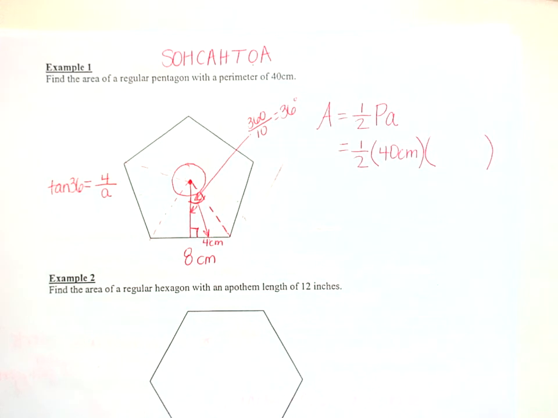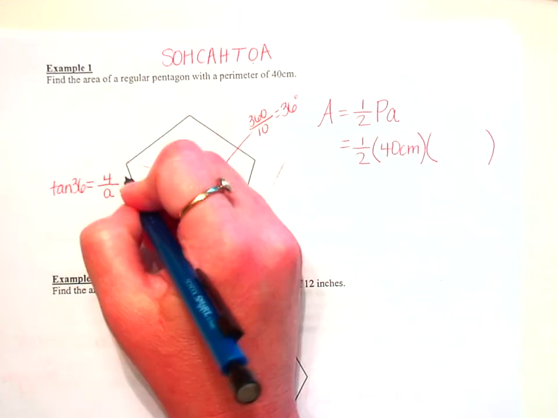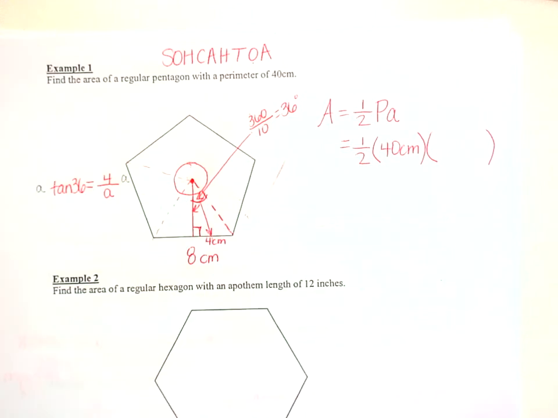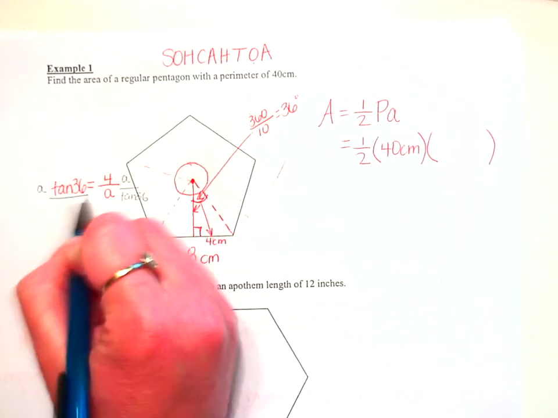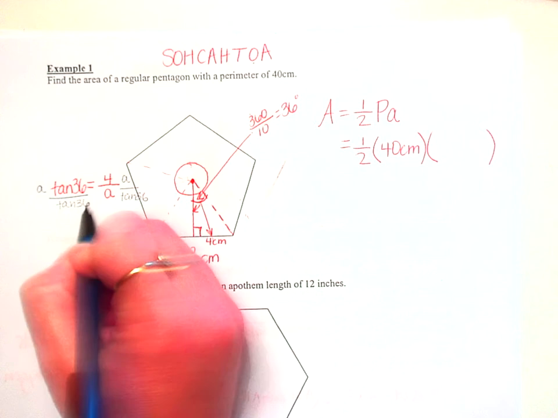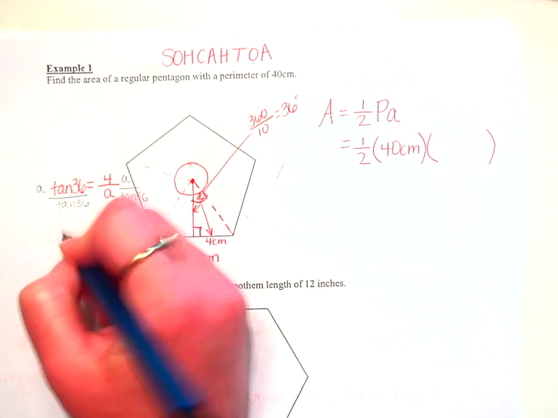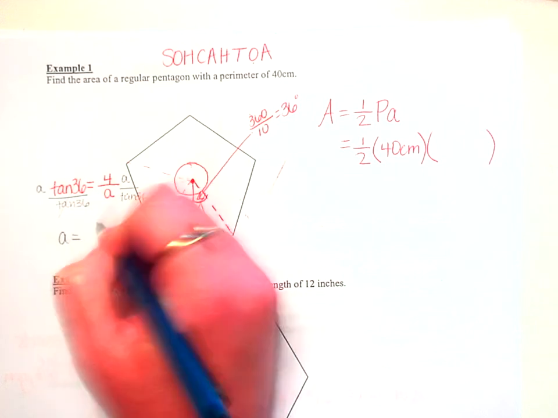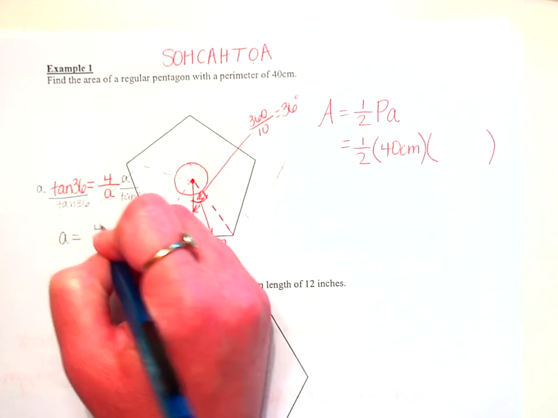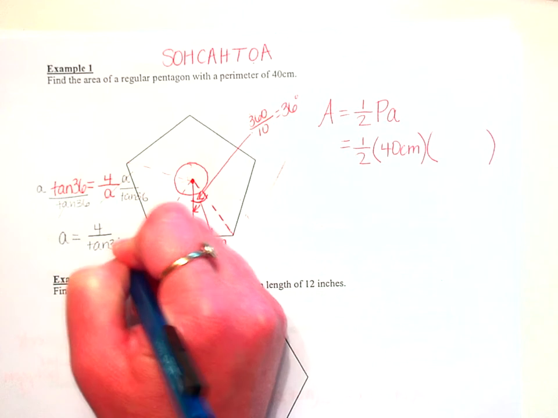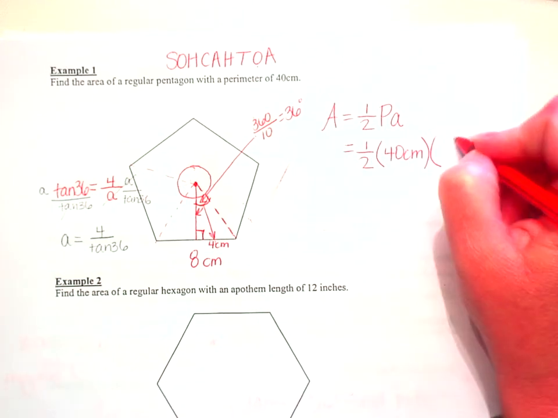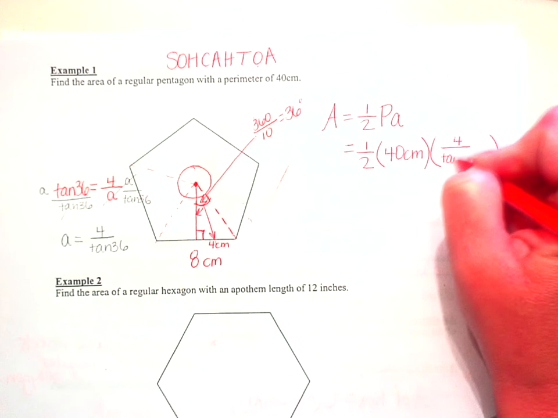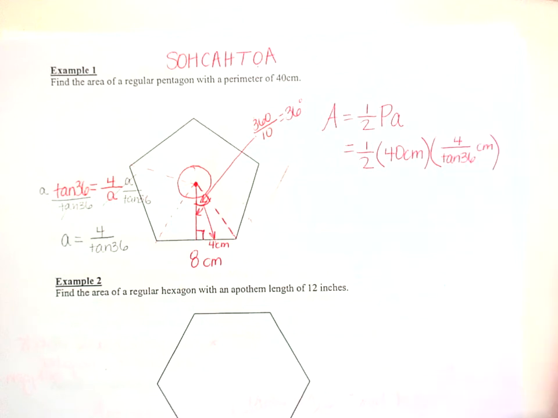And then I'm going to get a by itself. So I am going to multiply by a, divide by tangent 36, divide by tangent 36. Okay, this is gone, and I get a equals 4 over tangent 36. Okay, that is your apothem, and we can plug that in for the apothem. And that would be centimeters.